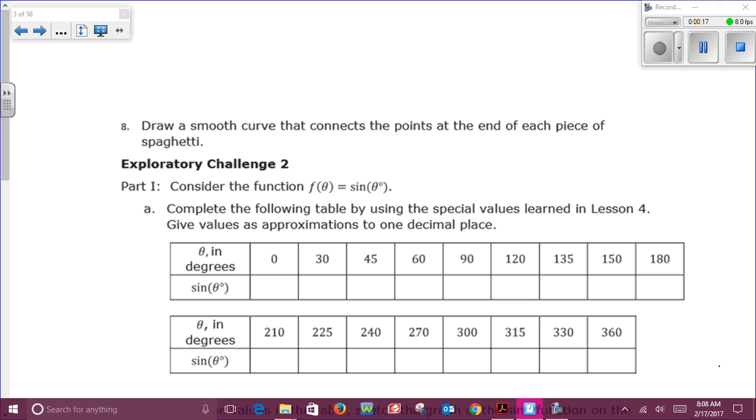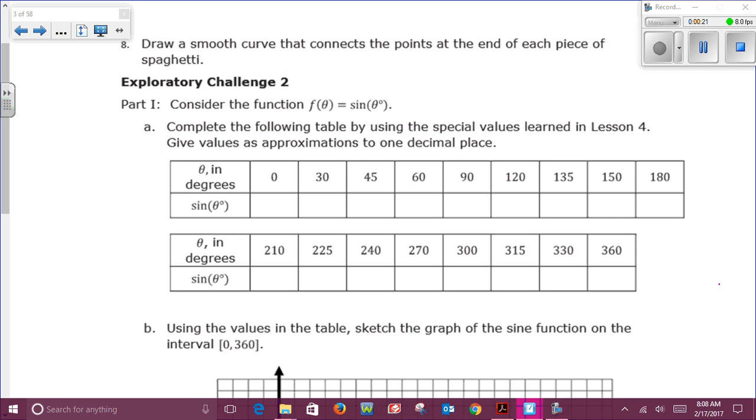It says Exploratory Challenge number 2 here. Part 1. Consider the function f of theta equals sine theta. Complete the following table by using the special values learned in Lesson 4 in the last unit. Give values as approximations to one decimal place.